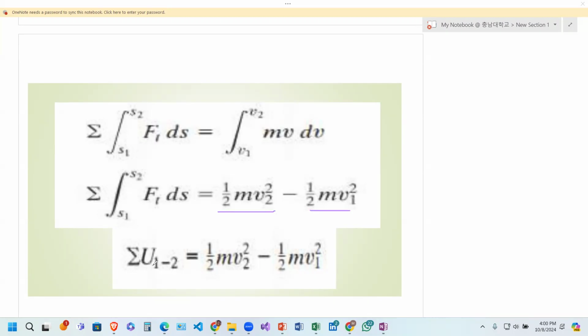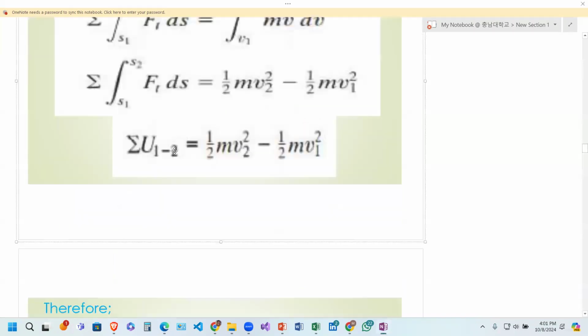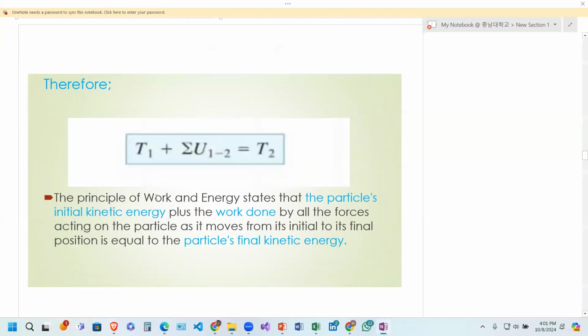So that means that the work done by the force will be given by the change in kinetic energy, right? I hope that is very clear for all of us. Please take note of that. So let's continue.